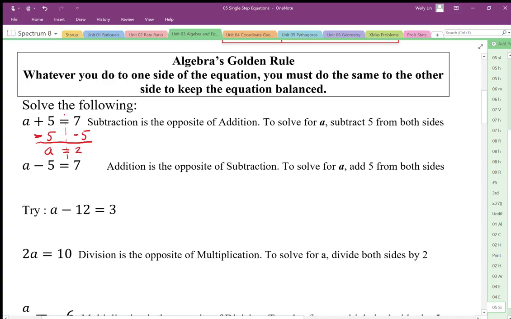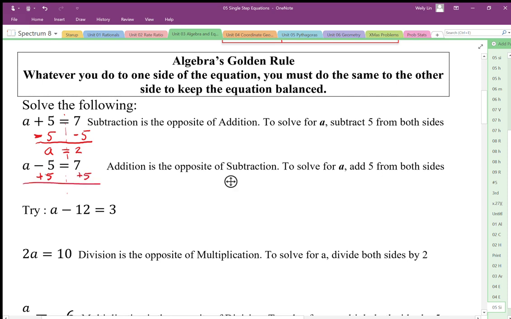Here, I want to undo the minus 5. So I know some number minus 5 equals 7. So I want to do the opposite or undo it. So I'm going to undo it with plus 5. And if I undo on one side of the equation, remember that it has to be the same on this side. So I have to do the same, so plus 5 on this side.